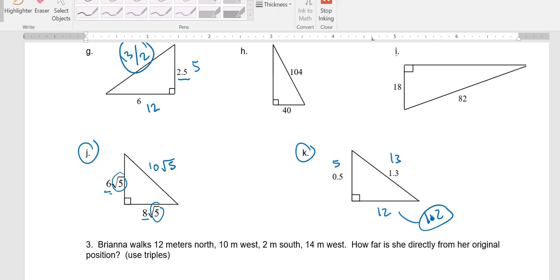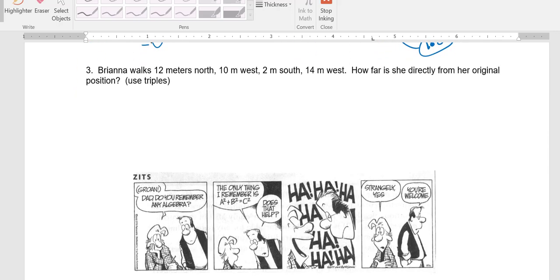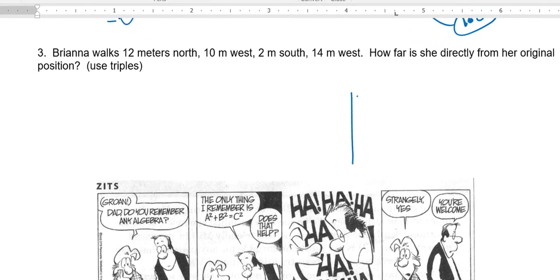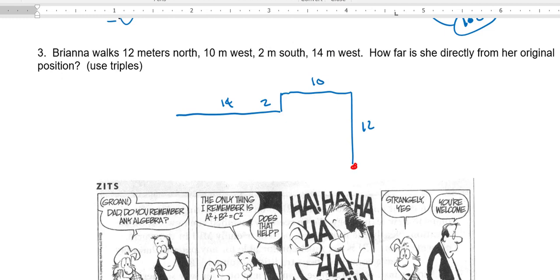Okay, let's try this one last problem down at the bottom here. It's one of these types of problems where the person is walking north 12, 10 west, 2 south, and then 14 west. How far is she from her original position? So here's her original position. You want to find this direct distance. How far is that distance?